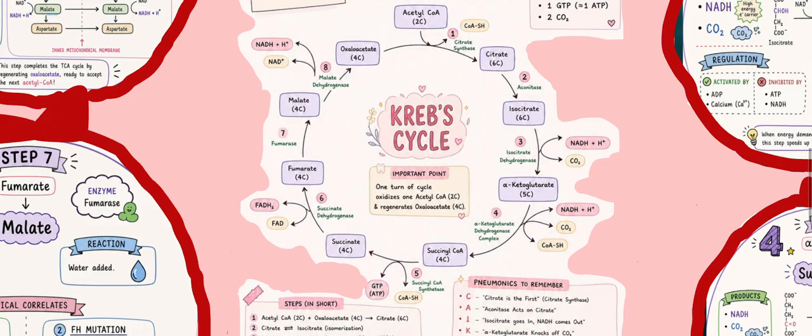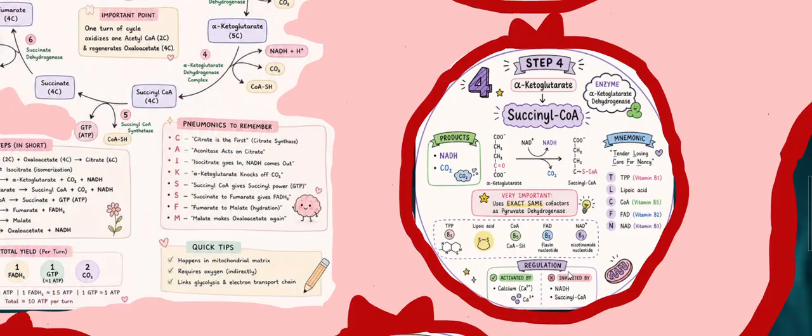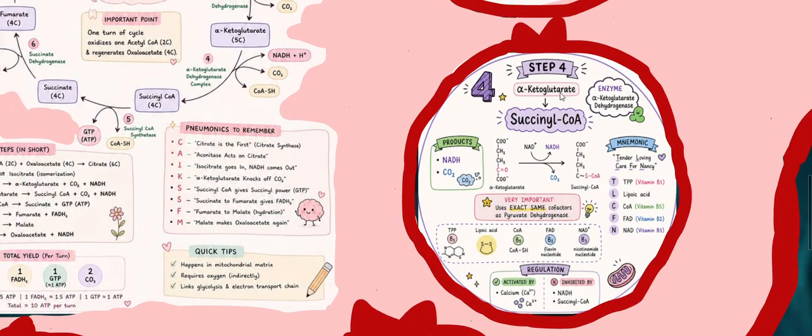The classic symptom was the garlic breath, and the medicines we were giving were dimercaprol and succimer, right? I've done this before, so I'm not spending too much time on this. So let's look at our next step. We're basically taking the alpha ketoglutarate and converting it into succinyl CoA, right?